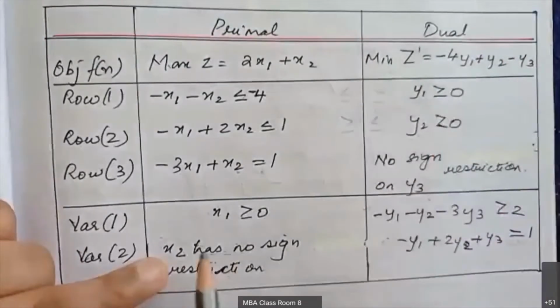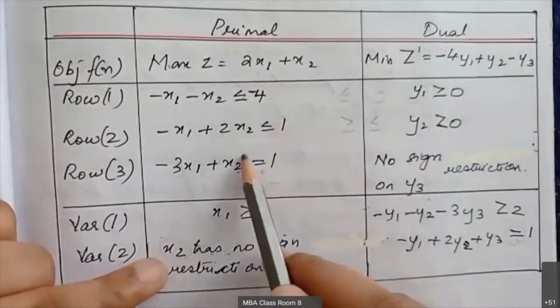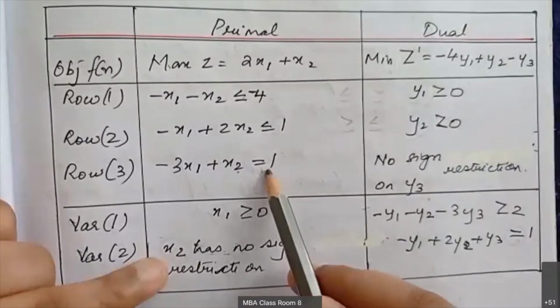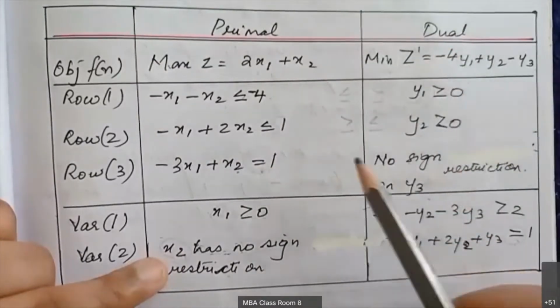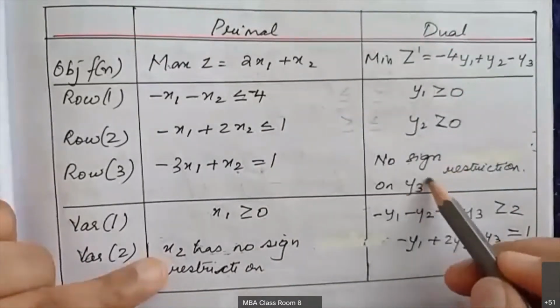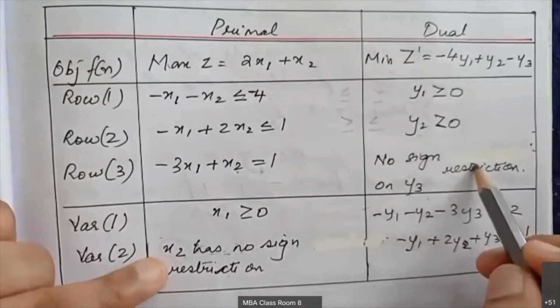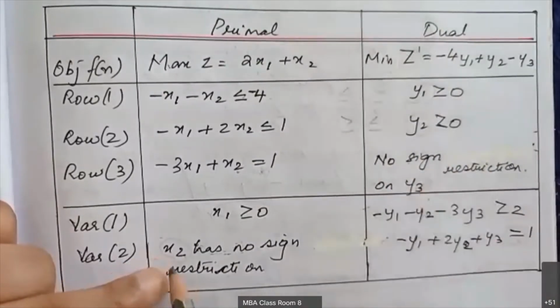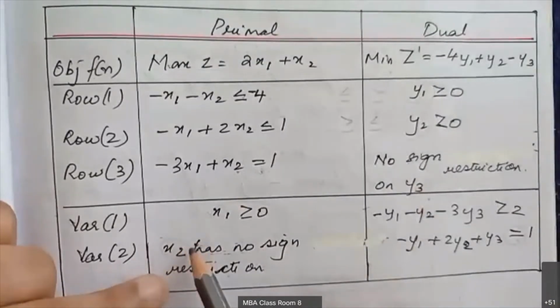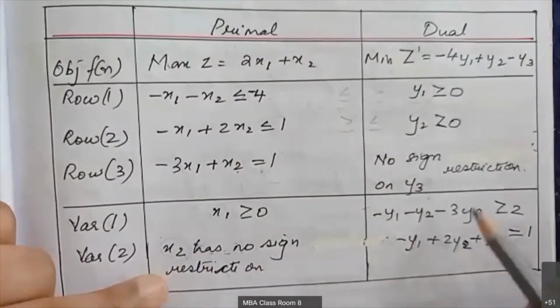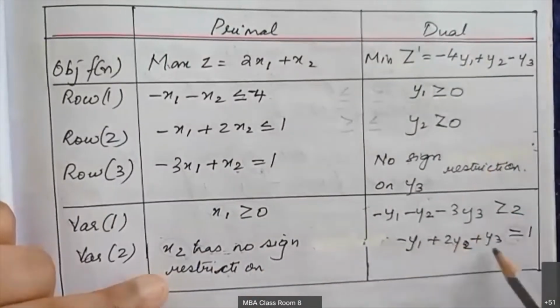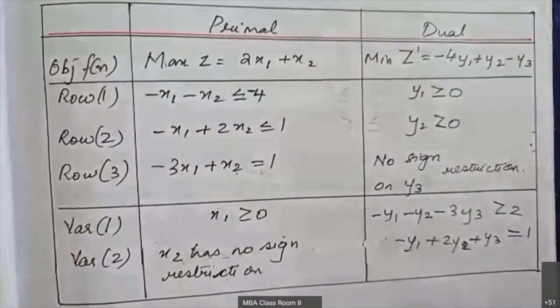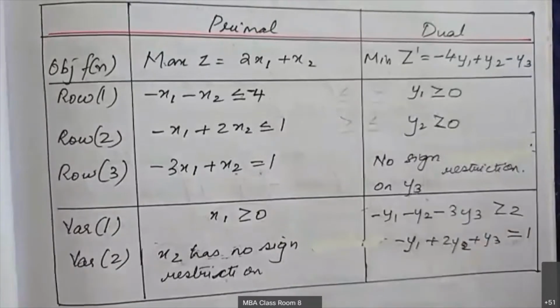So this concept I'll just explain once more. Here the third constraint is having an equal to. So in the dual, the corresponding third variable, Y3, will have no sign restriction. Similarly, over here in the primal, they are telling us the second variable, that is X2, has no sign restriction. So vice versa, in the dual, the second constraint will have an equal to symbol. Hope it is clear now. We'll solve a problem and then I think we will be able to understand it better.